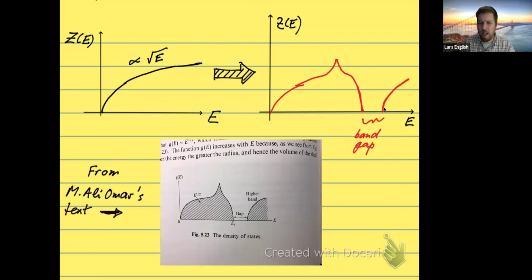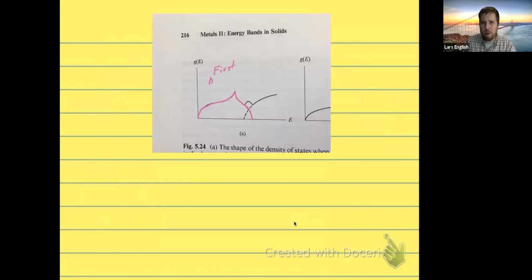Here's a picture that I took out of one of my favorite texts, namely Omar's text on solid state physics. Here's the density of states. Here's my square root of E. But it gets modified for Bloch electrons, and we again see the spike here, and then there's a gap, and then here's the upper band. So I basically am drawing the same thing here, so there's nothing new there. But I'm going to draw it again.